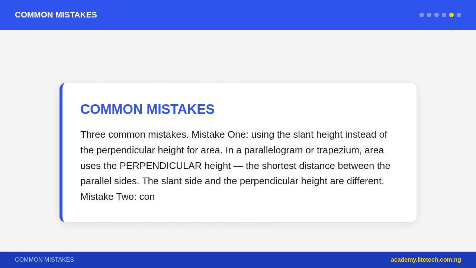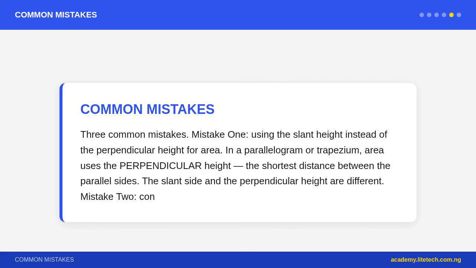Three common mistakes. Mistake 1. Using the slant height instead of the perpendicular height for area. In a parallelogram or trapezium, area uses the perpendicular height, the shortest distance between the parallel sides. The slant side and the perpendicular height are different. Mistake 2. Confusing radius and diameter. In circle calculations, always check whether you are given radius or diameter. Circumference equals 2 pi radius or pi d diameter. Substituting diameter where radius is required doubles the error.